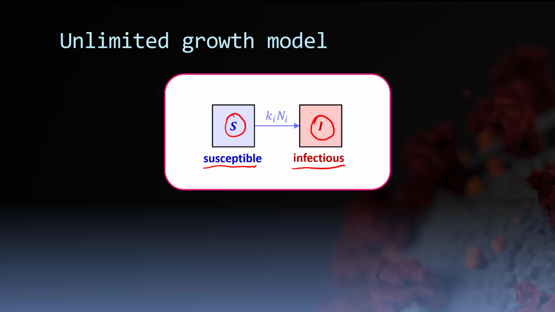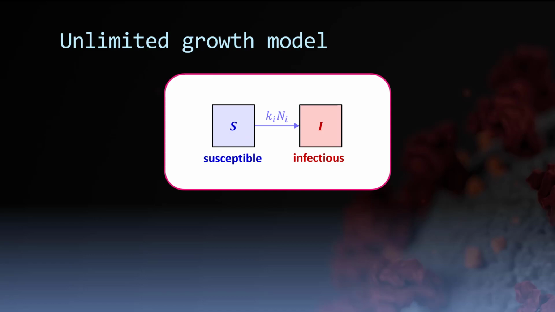And the model says that the rate that happens is given by a rate constant k, and that rate constant k tells you how often an infectious person infects one of the susceptible people. And this rate depends on how many... so Ni is just the number of folks in this infectious box.